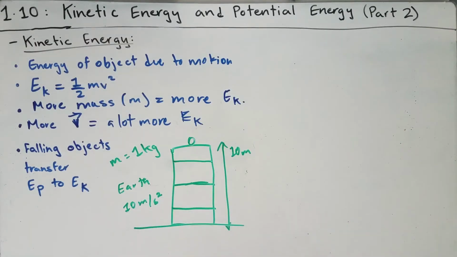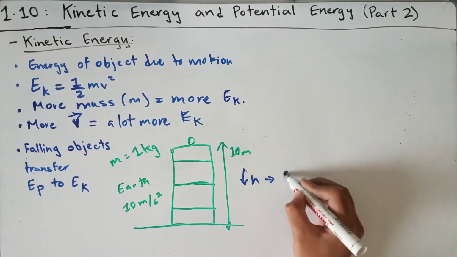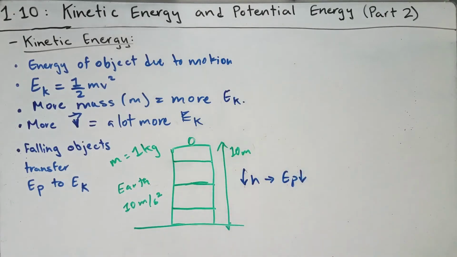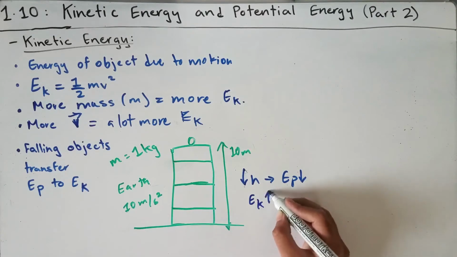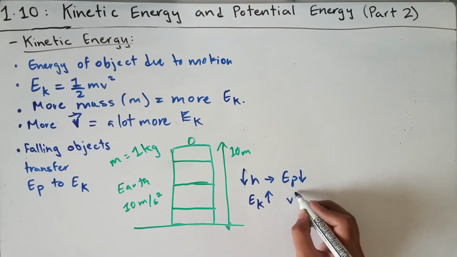From the law of conservation of energy, we know that energy is never wasted. Energy cannot be created or destroyed, it can only be transferred. So when this ball falls down, the potential energy of the ball will drop because when you decrease the height, the potential energy will also decrease. But energy cannot be wasted, so there must be a gain in some other form of energy. And that form of energy is kinetic energy, which increases as our velocity increases.